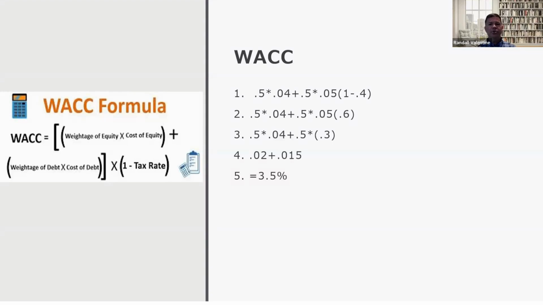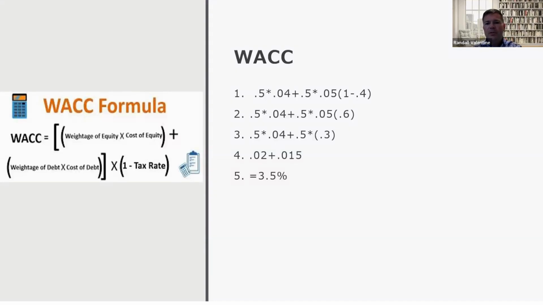So keep in mind, just like the CAPM problem, what we're doing in this problem is doing what is in the parentheses first. So the very first thing you do is do what's in the parentheses. So you look at step 2 of the problem. That's the only thing that's done: 1 minus 0.4, which gives us 0.6.